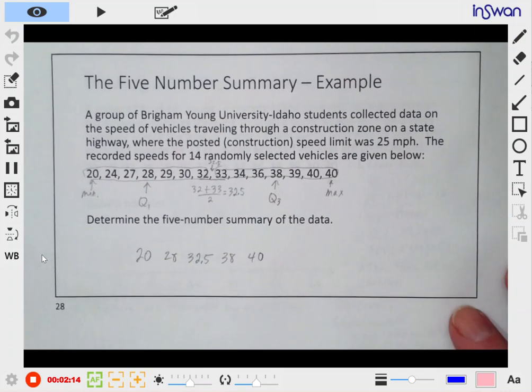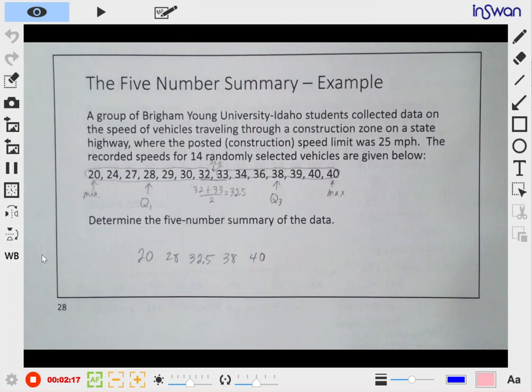So here we have an example for the 5 number summary. A group of Brigham Young University of Idaho students collected data on the speed of vehicles traveling through a construction zone on a state highway where the posted construction speed limit was 25. The recorded speeds for 14 randomly selected vehicles are given below. And so you can see there's 14 pieces of data and it's already been ordered.